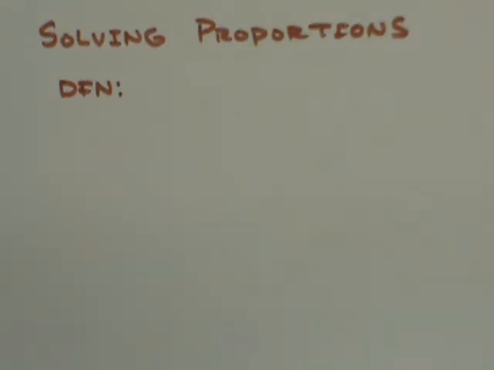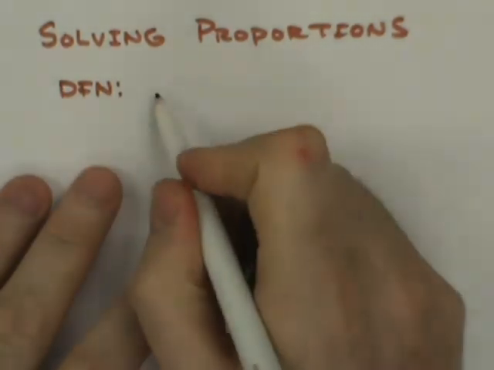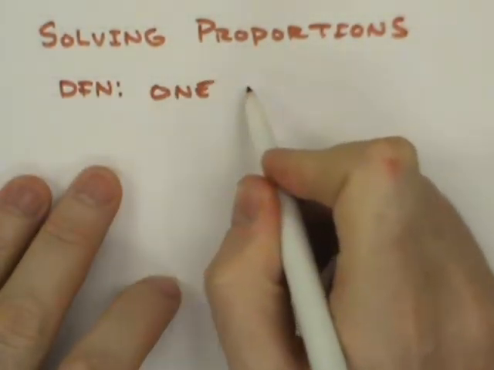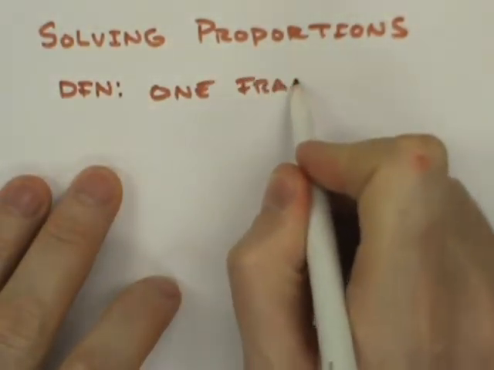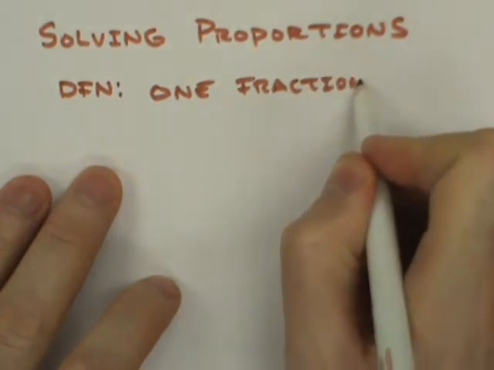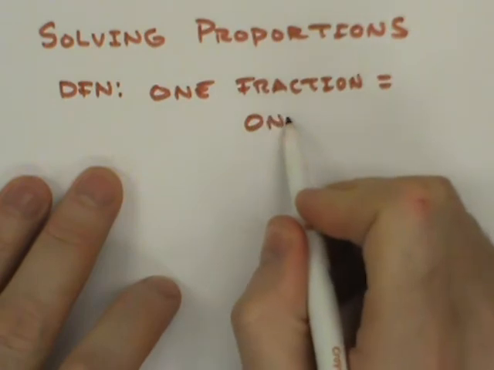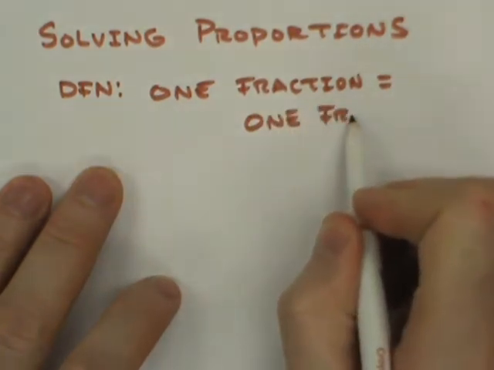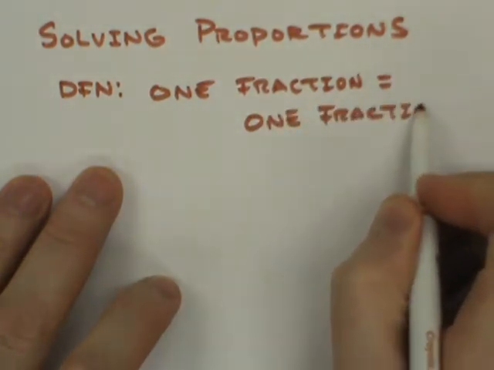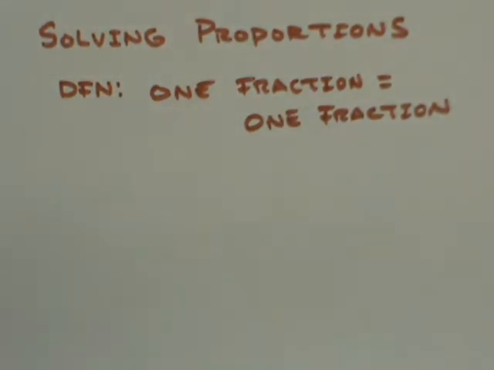Solving proportions. The definition of a proportion is essentially having one fraction equaling one fraction. A lot of times they'll talk about having one ratio equal to another ratio.